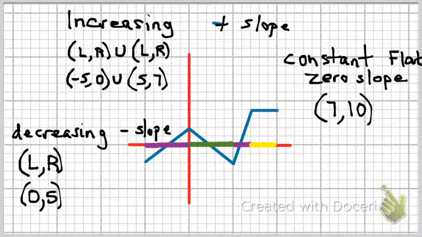So we have increasing, decreasing, and constant. And all of those will be written in interval notation. We don't care what the y values are. We only care what the x values are.